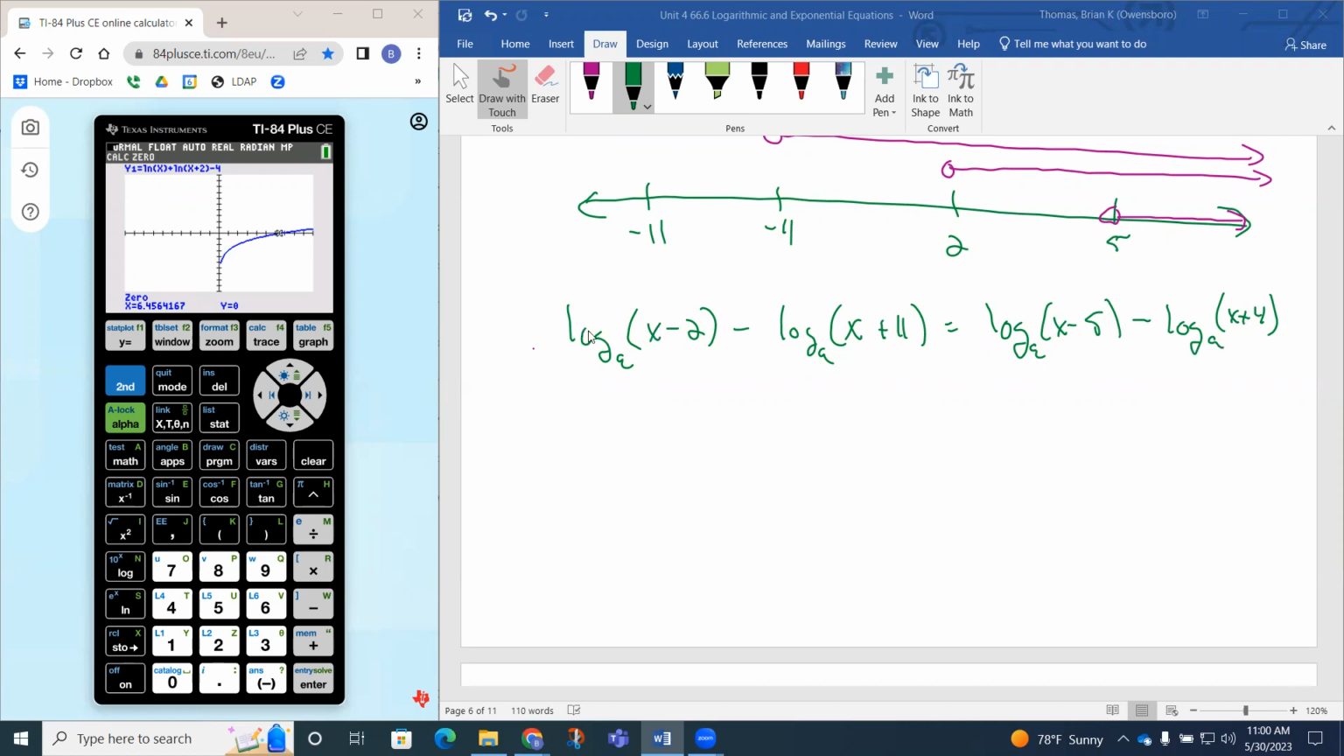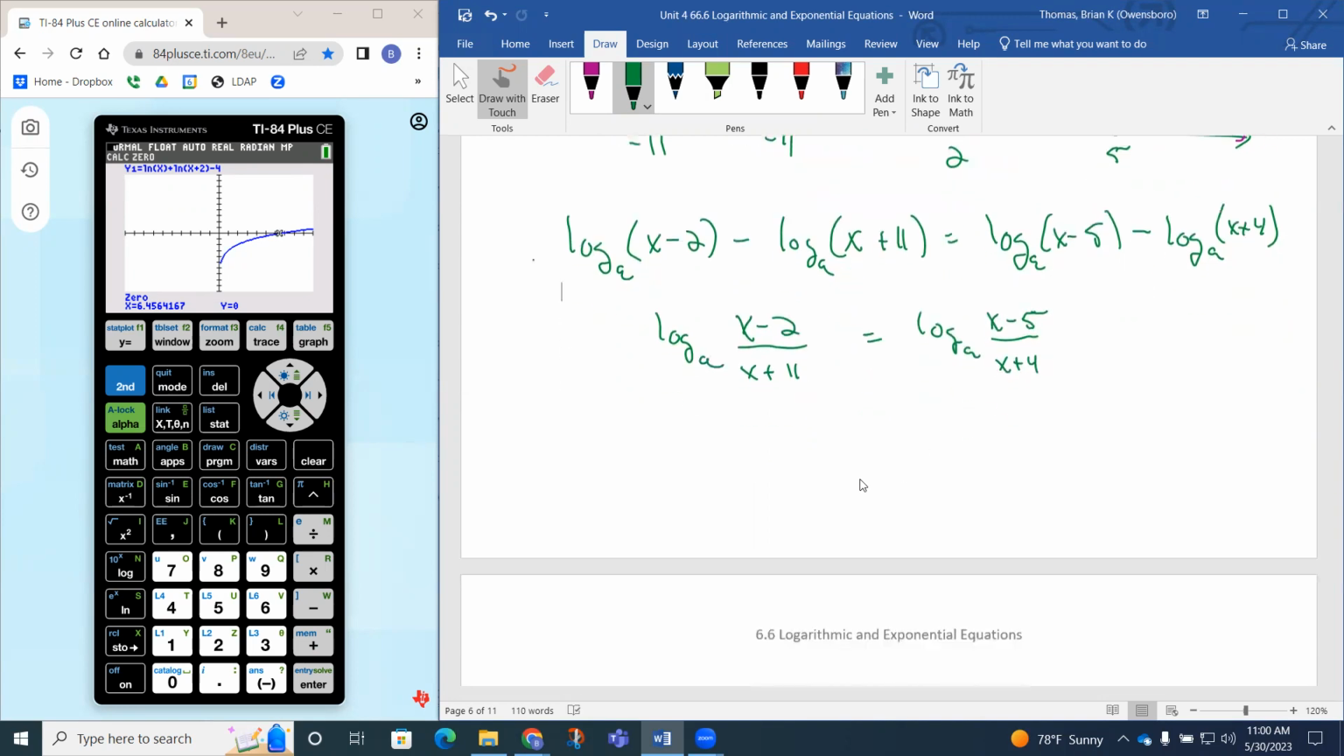So when I want to rewrite these as single logarithms, since this is subtraction, this becomes a quotient. So this turns into the log of the x minus 2 as the numerator over the x plus 11. This is going to be base a. And that's going to equal then, since this is subtraction, this is also going to be a quotient. So this is going to be the log of x minus 5 as the numerator, and the x plus 4 is going to be the denominator. And this is going to be base a. So I wrote those as a quotient.